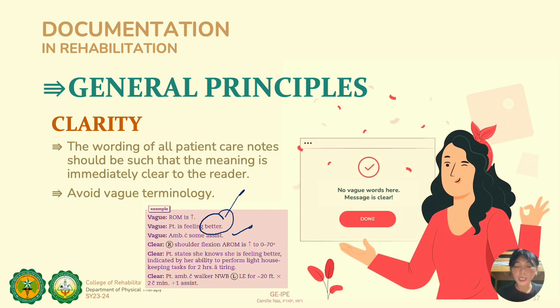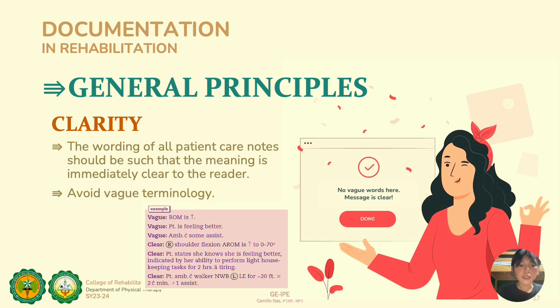Eto. So, how do we, wait, let me just erase this one. How do we revise this one? So, for the first one, magiging clear yan if "the right shoulder flexion AROM" (AROM means active range of motion) "is increased or improved to 0 to 70 degrees." So, very specific. Simple lang yung sentence but also very specific. Now, if you read it, alam mo kung ano yung shoulder, alam mo kung ilang degrees yung in-improve niya. It's so easy to understand.